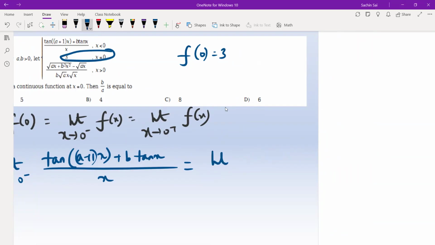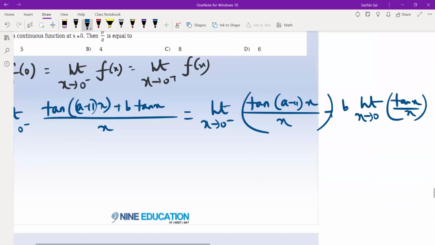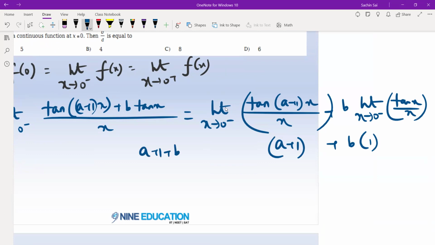I can write this as the limit as x tends to 0 minus of tan of (a plus 1) times x divided by x, plus b times the limit as x tends to 0 of tan x by x. As x tends to 0, the first limit equals a plus 1, plus b times this limit, which is 1. So the left limit is a plus 1 plus b.